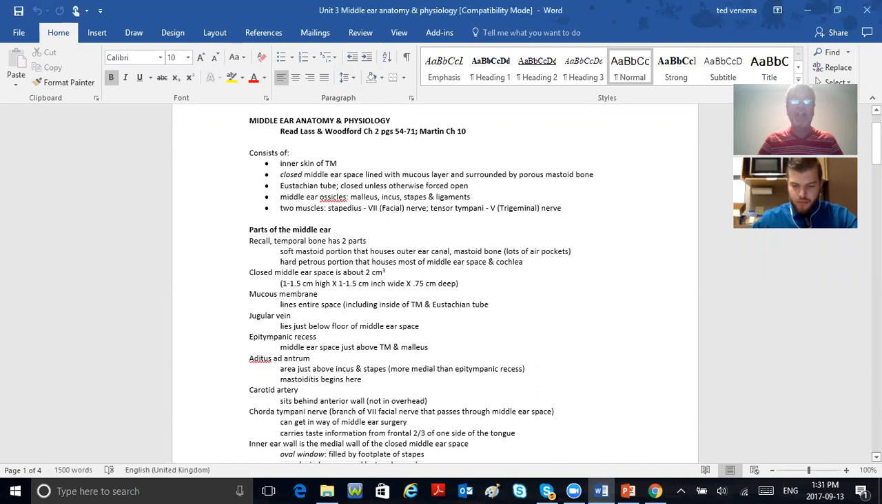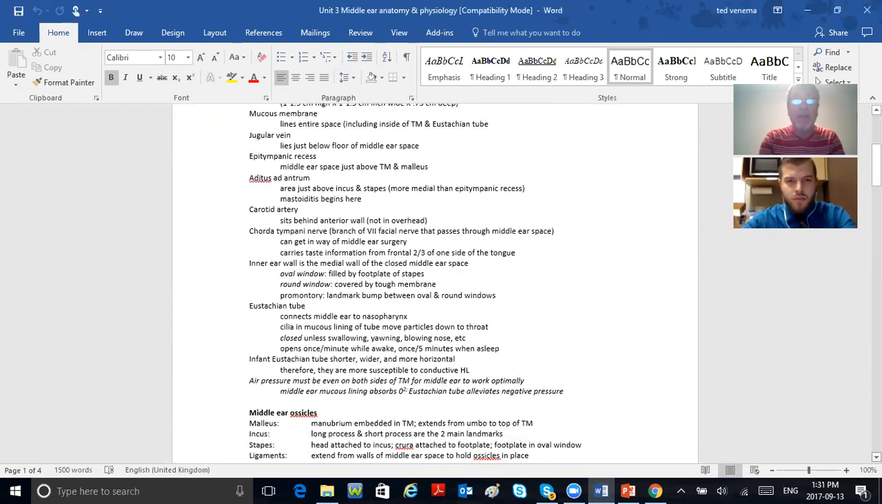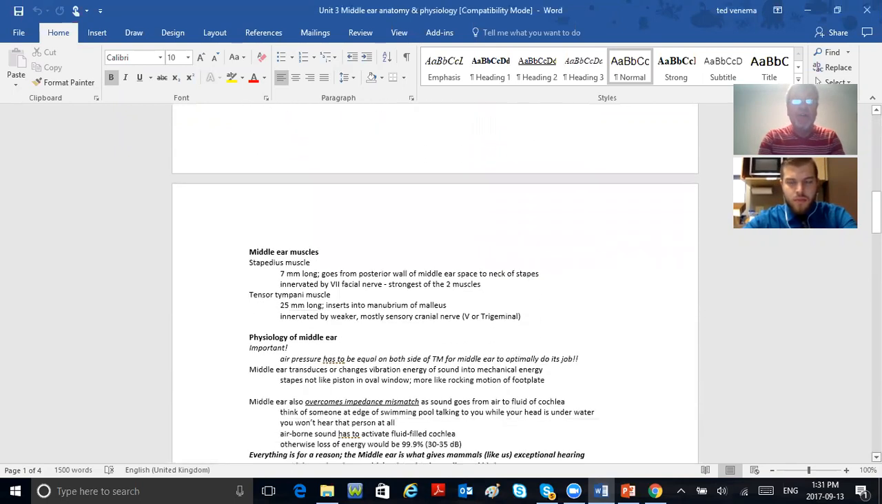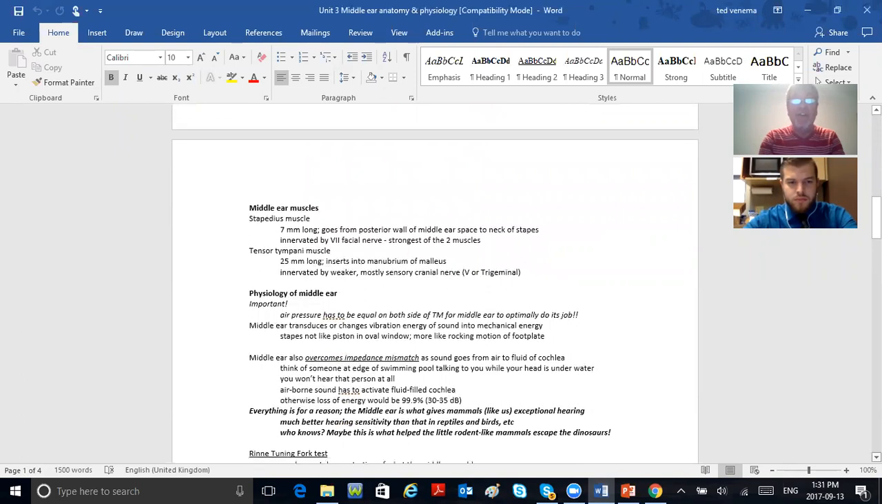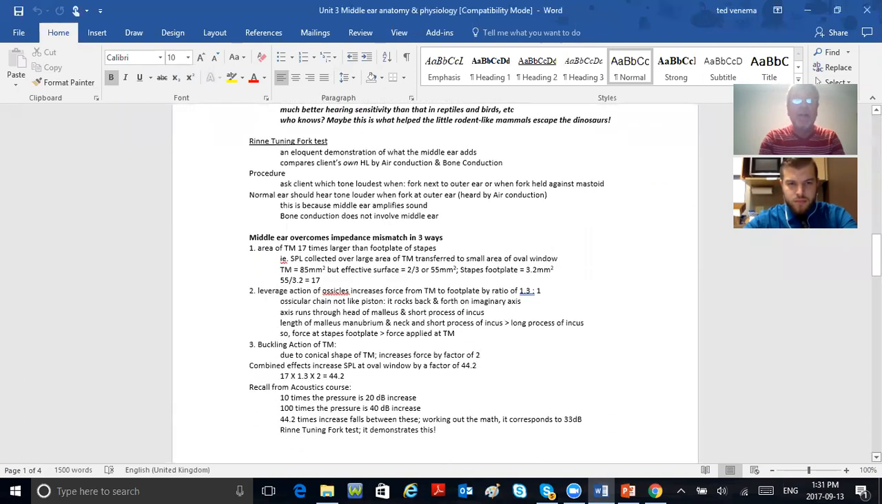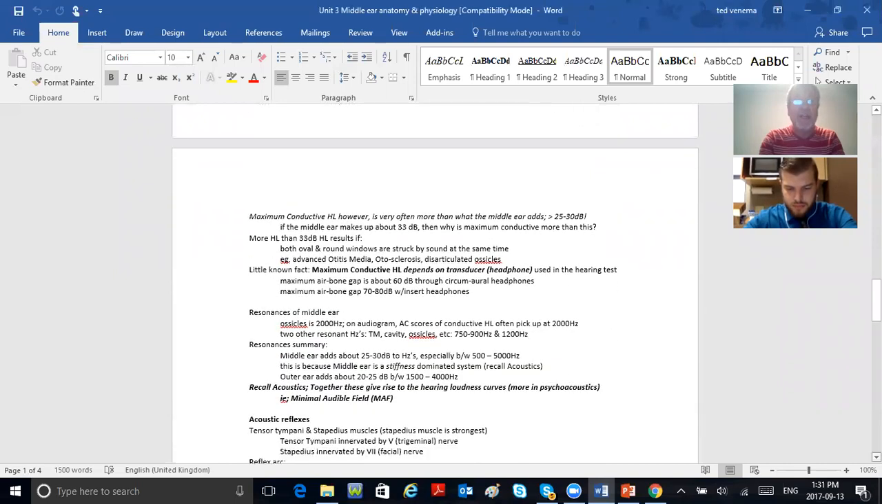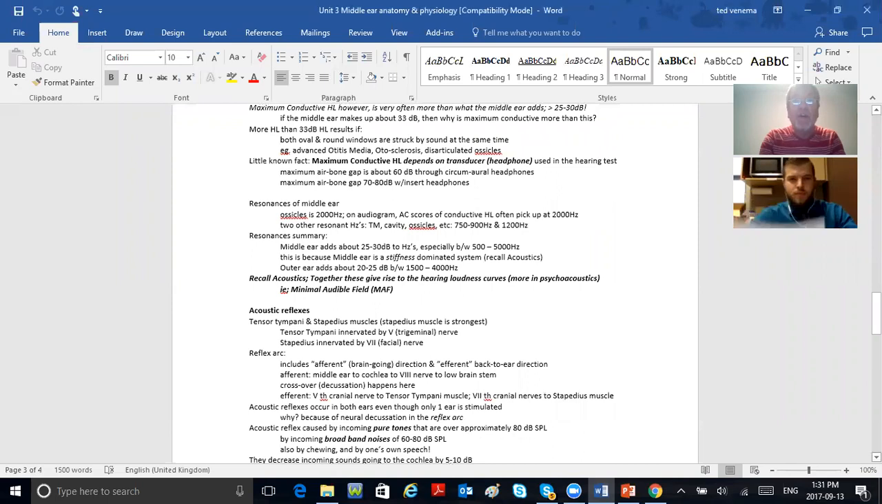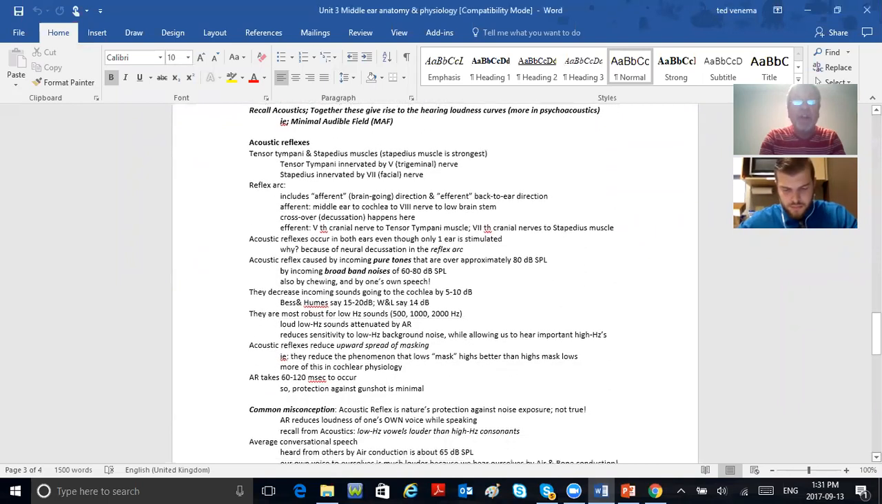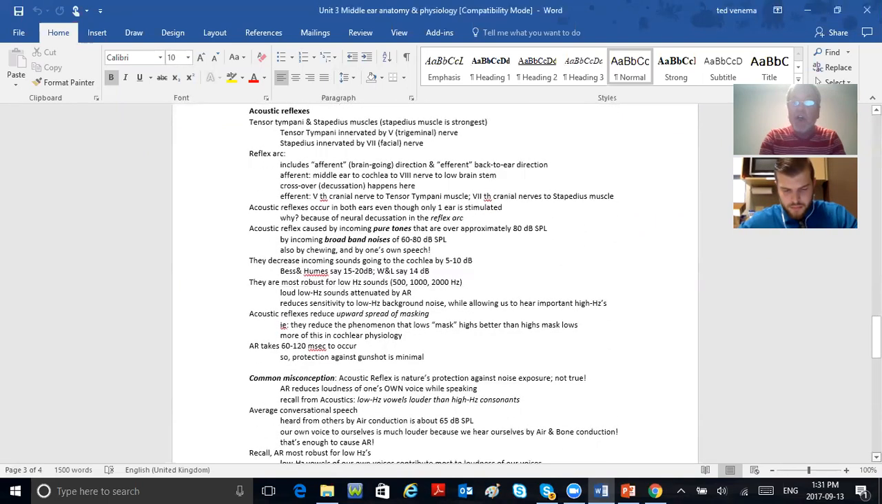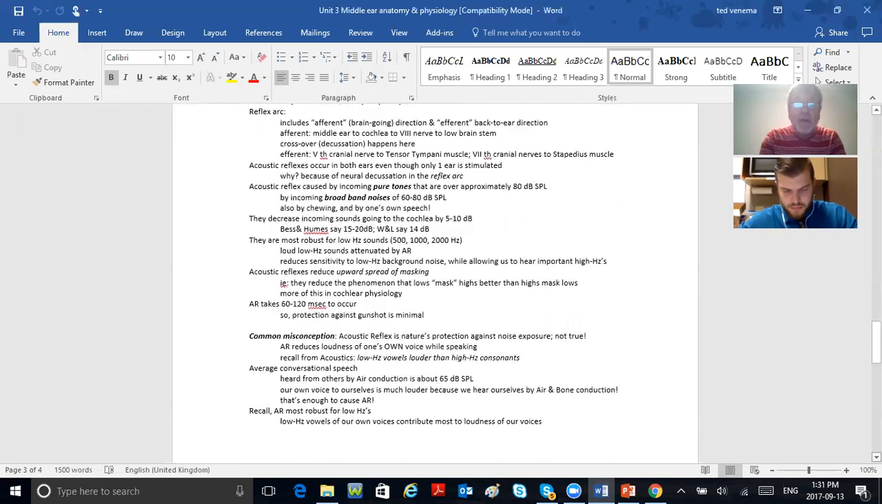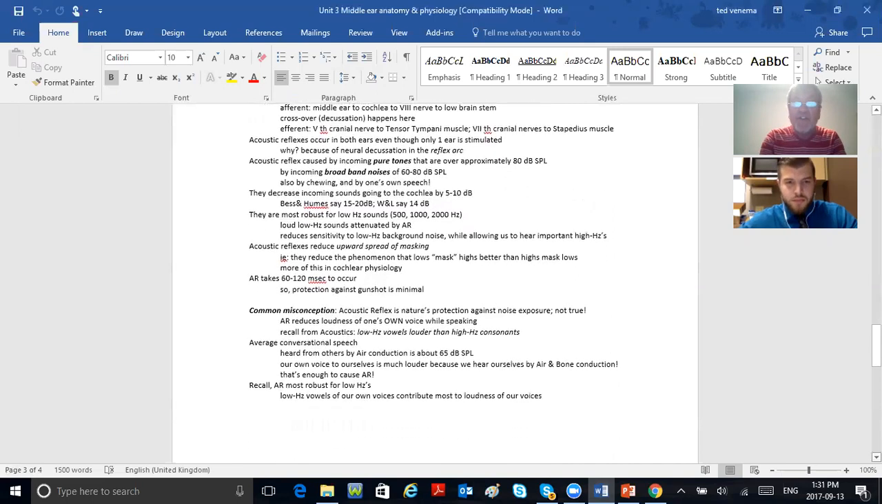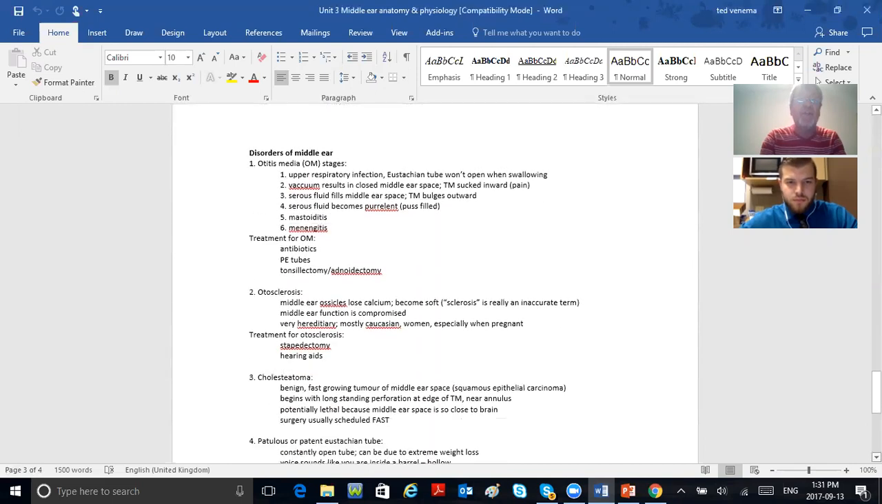There's one's readings of it. And basically, if we're looking at the handout, it's got like 1 page, and it goes on to middle ear muscles, and then there's the physiology of the middle ear. Middle ear overcomes impedance mismatch. Now we're on page 3 of 4. Conductive hearing loss, however, is much more. Resonances of middle ear, acoustic reflexes, common misconception about acoustic reflexes, and disorders of the middle ear.